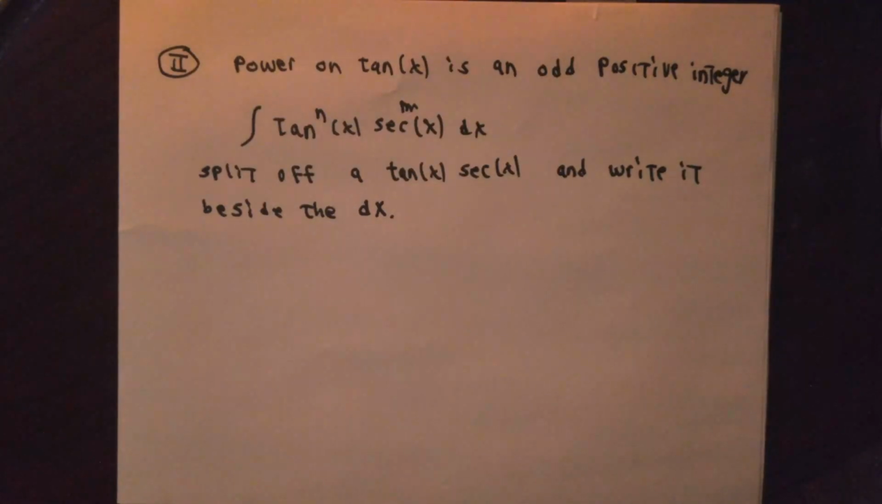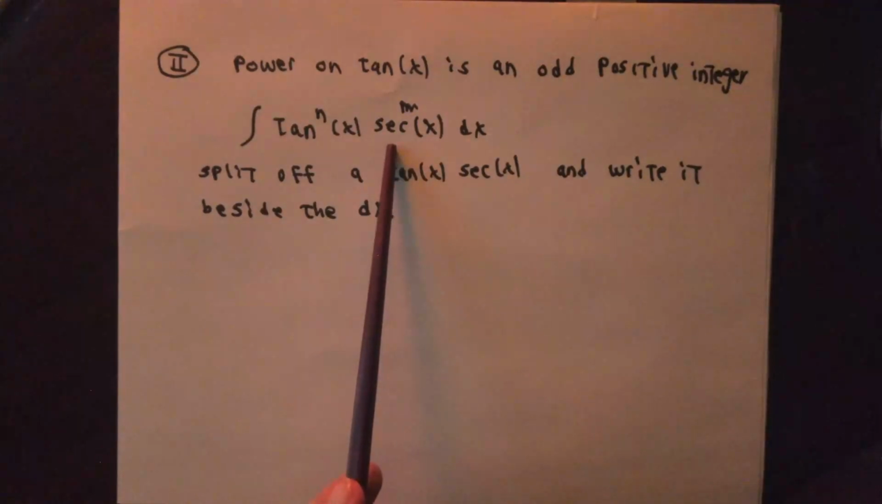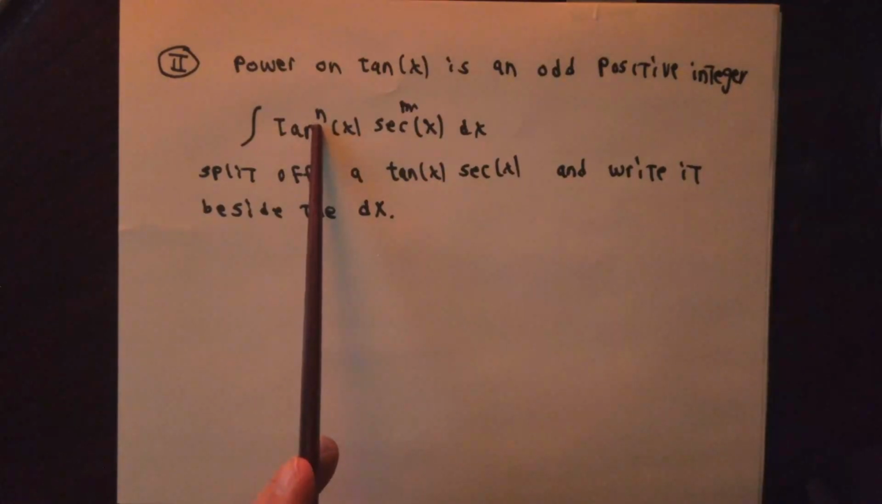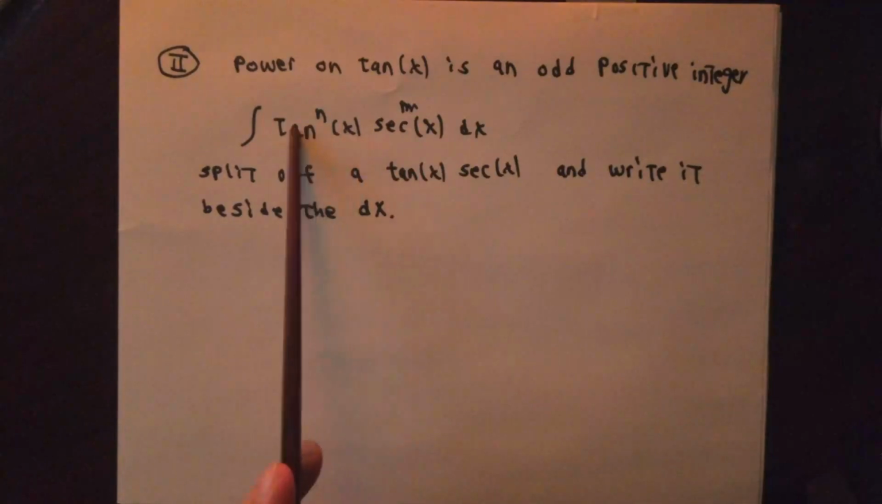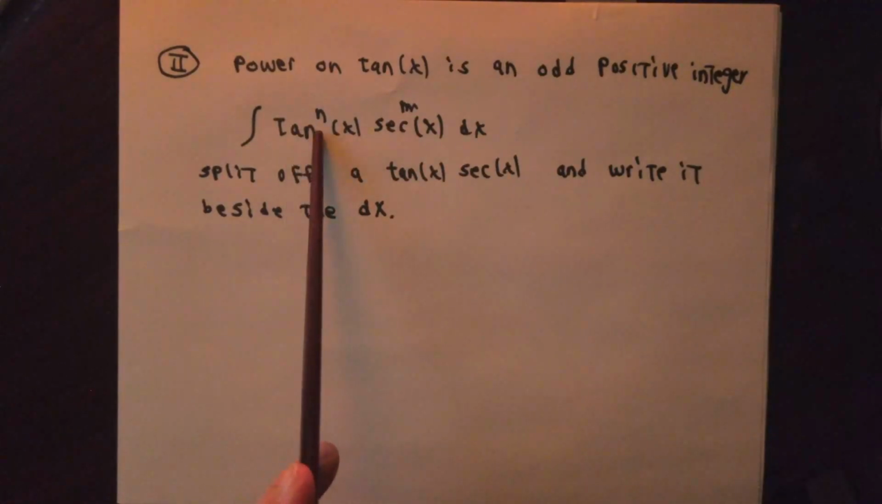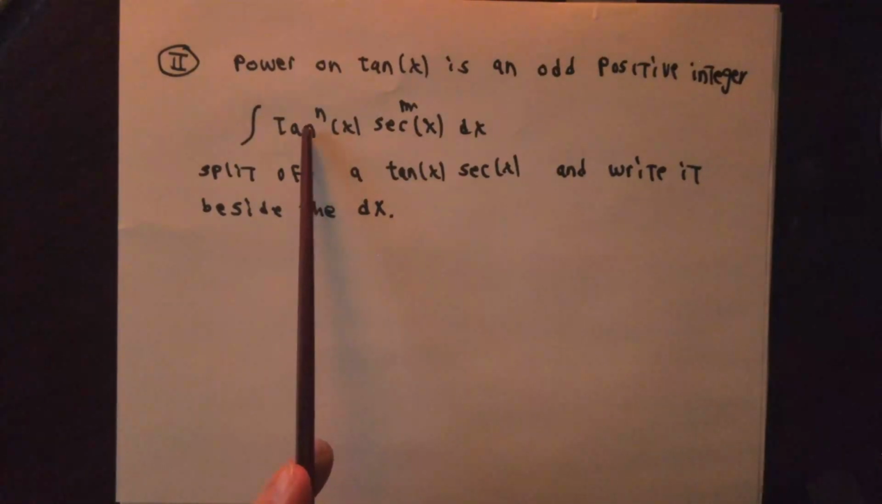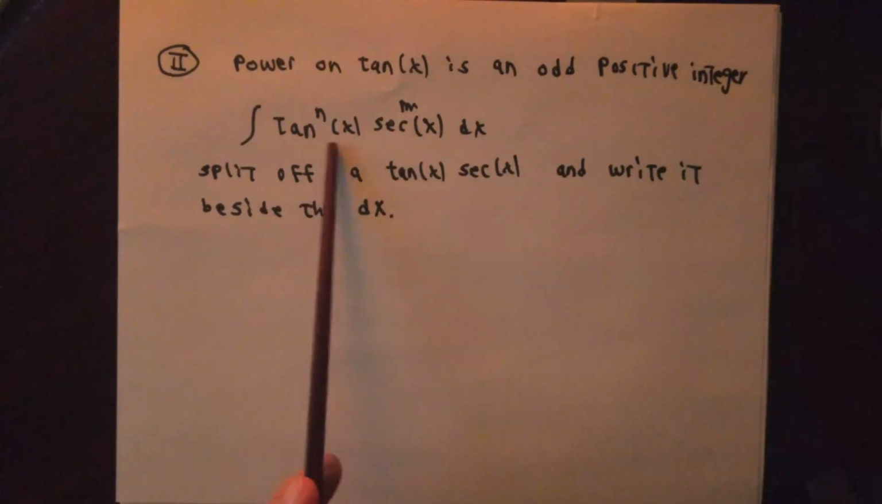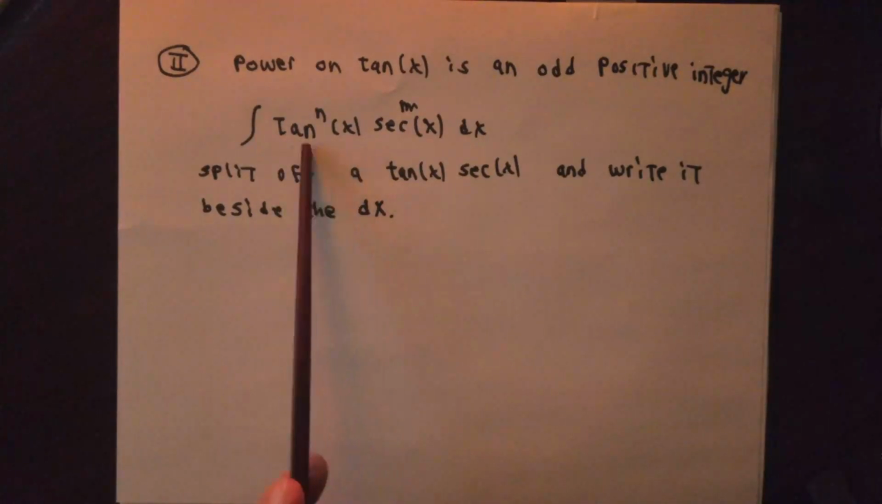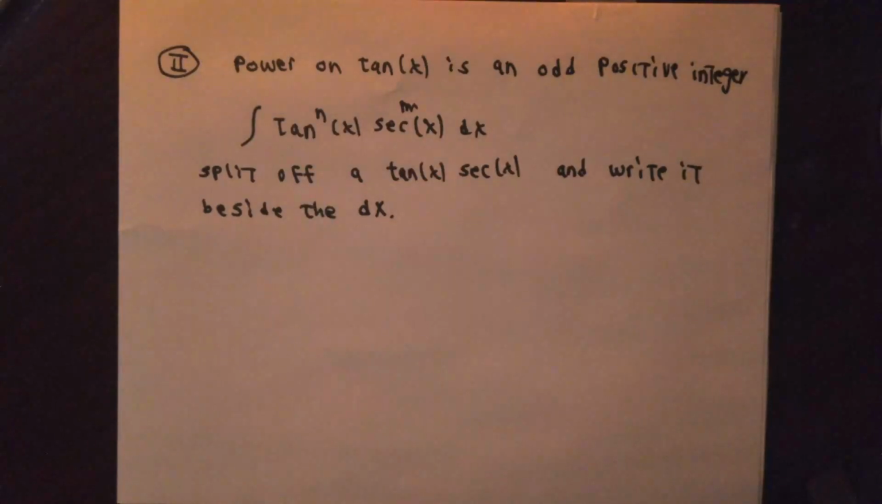The reason that this is going to work is I may have some leftover factors of secant there, but if the power on the tangent was an odd positive whole number, when I split one of those factors out, I'll have remaining an even positive whole number, and then I can use that to express this tangent in terms of secants, and then I should be able to do the integral with the substitution.